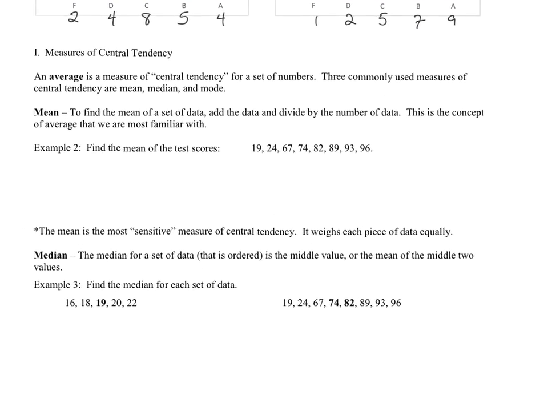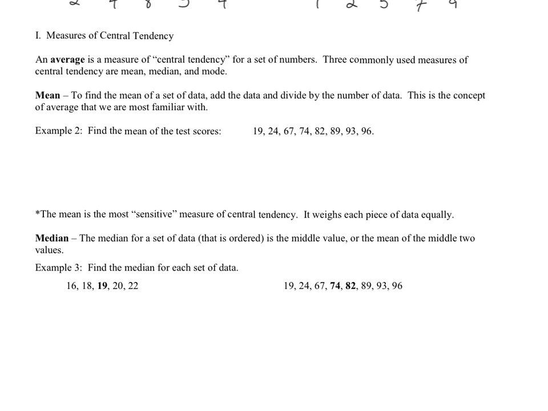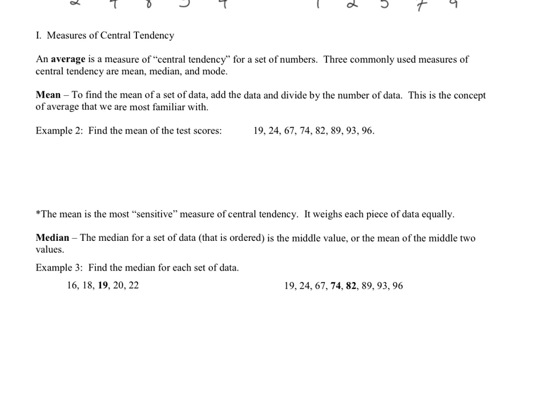All right, so let's look at some measures of central tendency, and maybe we can get a better idea for how this will work. So we have an average is a measure of central tendency for a set of numbers. 3 commonly used measures of central tendency are mean, that's what we call average, median, and mode, and we will go over these two in a little bit. So the mean. To find the mean of a set of data, add the data and divide by the number of data. This is the concept of average that we are most familiar with.